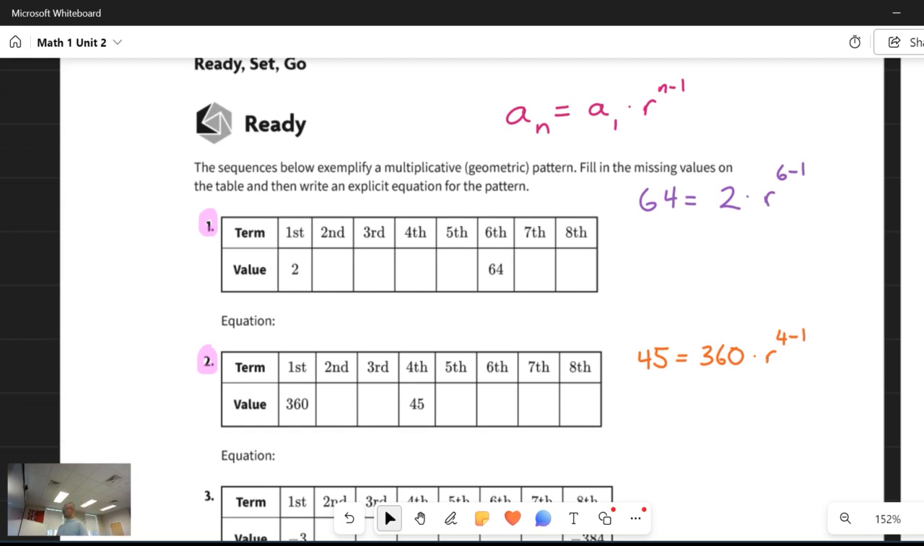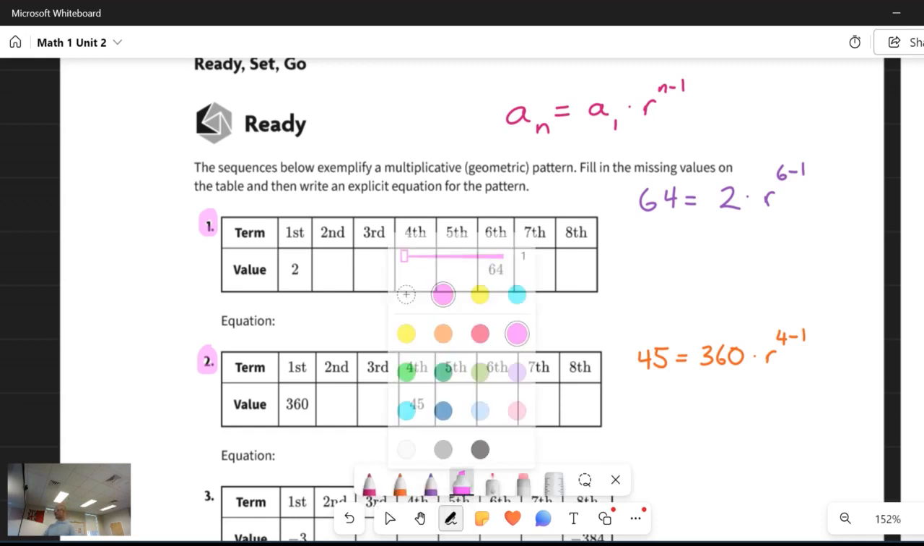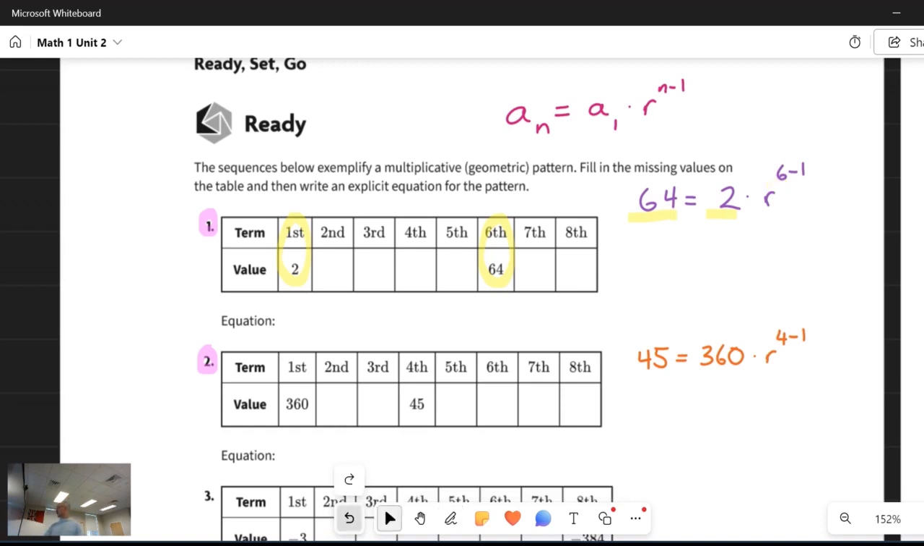We did this in a previous video, so I'm not going to cover it. I used the pieces of information provided in problem 1, which was the sixth term was 64 and the first term was 2. I used that here as 64, here's my 2, and here's my 6. That minus 1 is just part of the equation, so we don't have to remember that. I plugged into that purple equation, and we're going to solve it out from here.